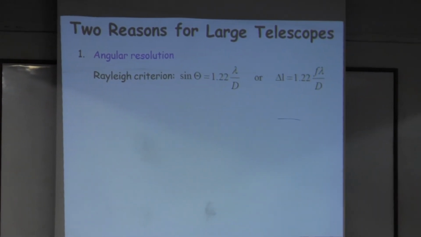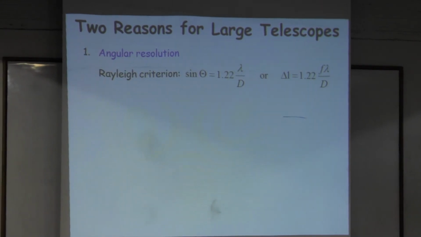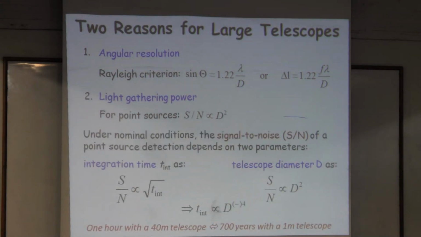Okay, so there are two reasons for large telescopes, as we've been discussing: the angular resolution and the light gathering power. That's something we discussed last time, signal to noise. And we should say one more word about this factor, because under nominal conditions, the signal to noise of a point source depends on two parameters, namely the integration time and the telescope diameter. We know the signal to noise from last time, and that has to do with the Poissonian statistics.